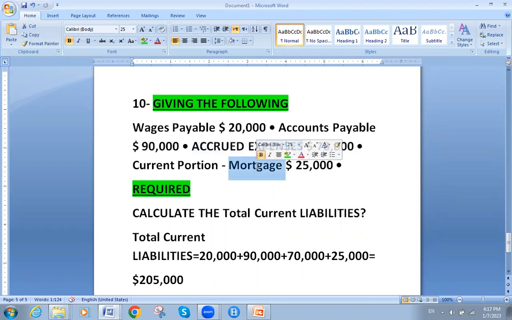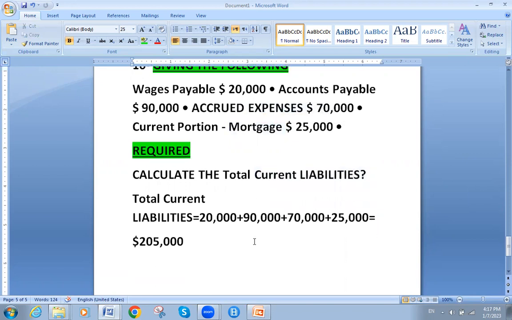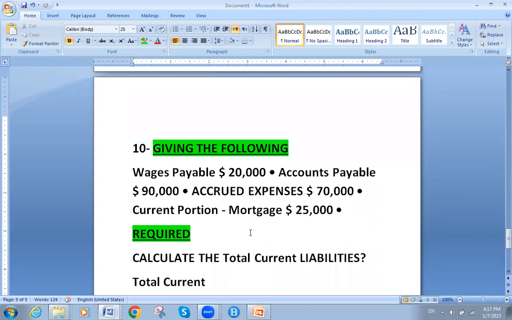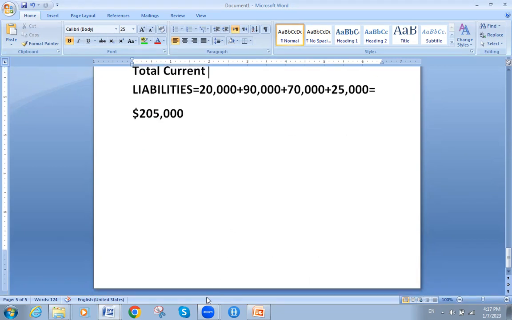Mortgage, everybody knows a mortgage is a kind of loan. But wait a minute. In the current liabilities, a mortgage is a short-period loan, because we have short-term loans and we have long-term loans. There is a difference between them. If it is a short-term loan, it goes into the current liabilities. But if it is a long-term loan, it goes to the fixed liabilities. Those are the differences between both of them.